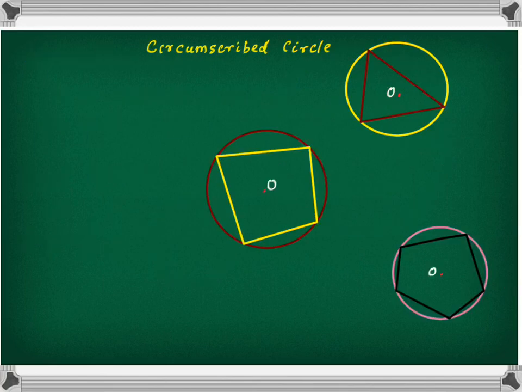So now we will talk about the circumscribed circle. A circle that passes through all the vertices of a polygon is called the circumscribed circle. Okay, the center of the circumscribed circle is called the circumcenter, and the polygon is called the inscribed polygon. So what is the center called? We will call it the circumcenter.